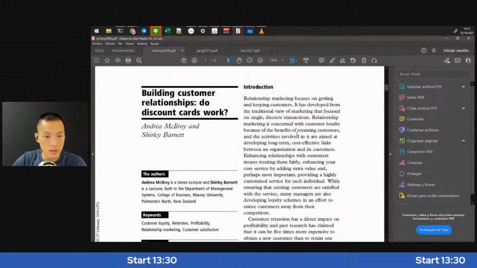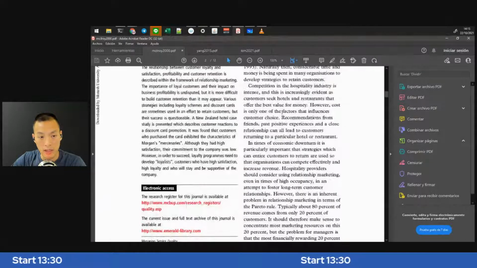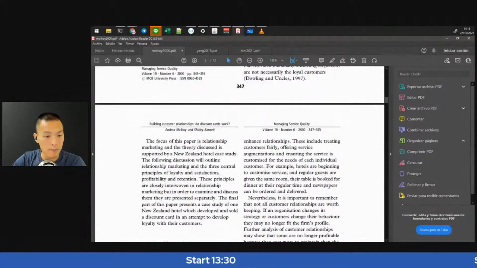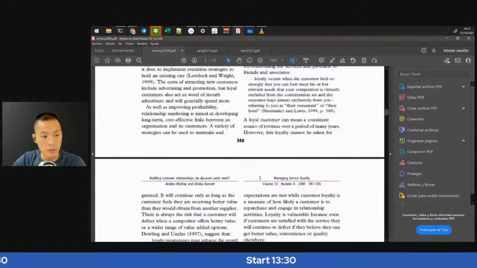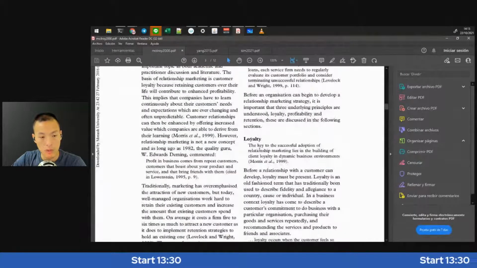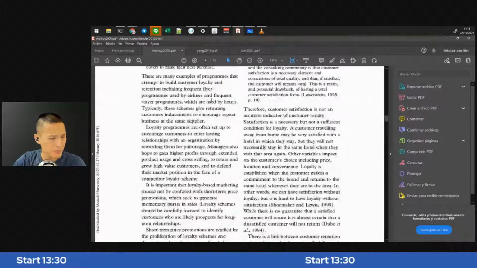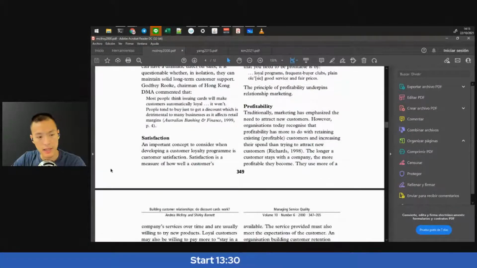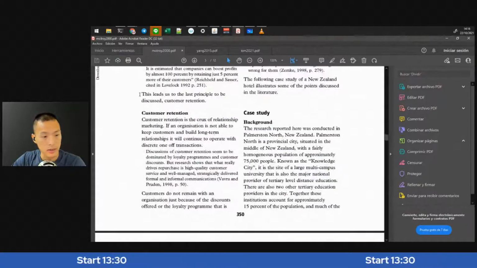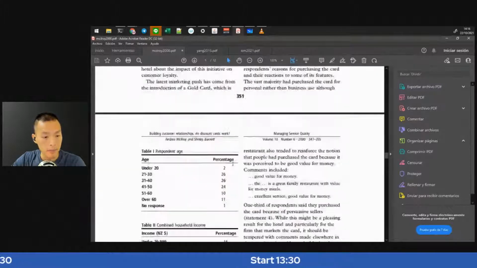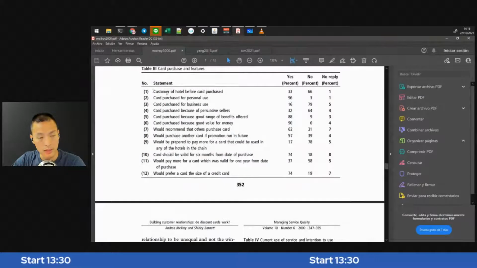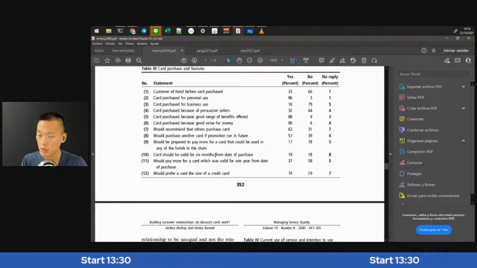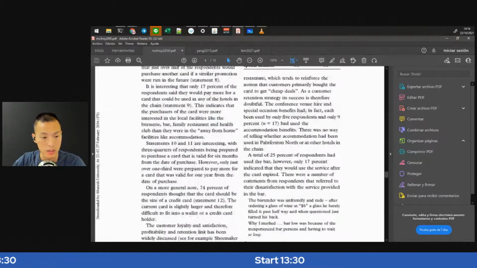Okay. And then it goes into relationship marketing and what it is, customer retention and what it is. And then let's go into the research part of it. It defines what relationship marketing is, what defines loyalty of customers, profitability and satisfaction, and then it goes into customer retention, right? And then it goes into the methodology, and how they have statements on whether the customers have been to the hotel before the discount card, and what they are planning to do afterward, right?